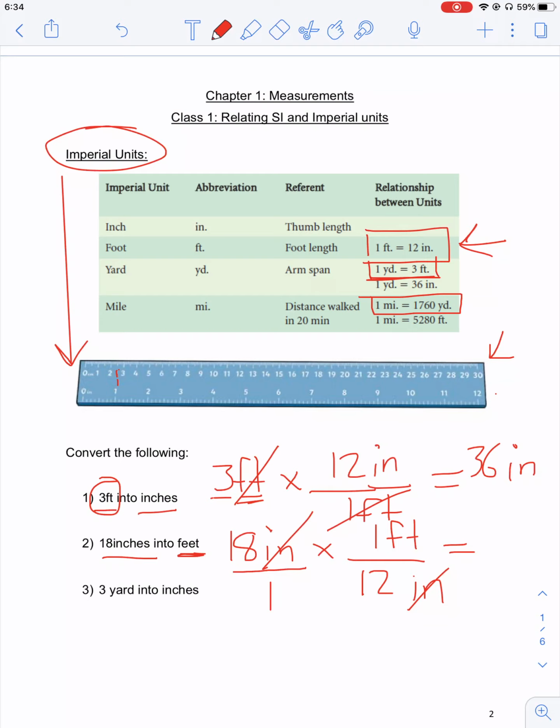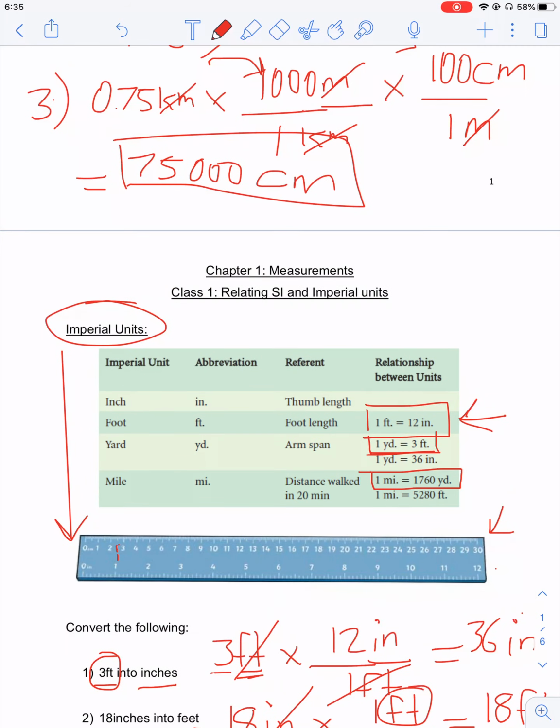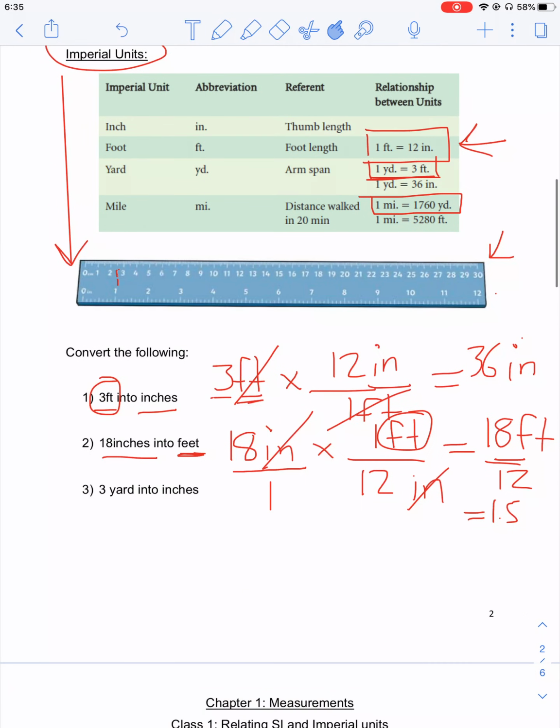So 18 times 1 is 18, and the unit that remains is feet, right? So feet, but 1 times 12 is 12, right? And then you just have to use your calculator and divide, okay? And if you divide 18 by 12, if I'm not mistaken, it's just 1.5, okay? So 18 over 12 is actually 1.5 feet, okay?